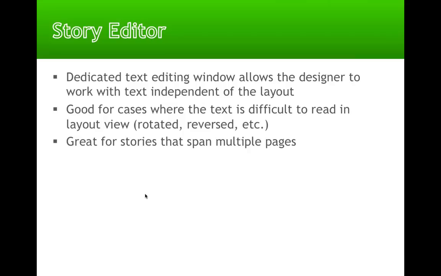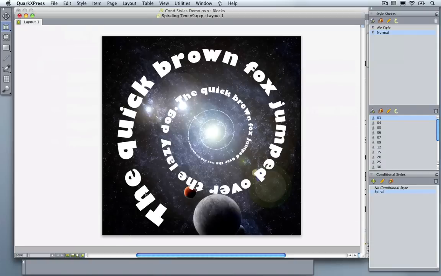So why would you want that? Well, sometimes it's not practical to edit text in your rich layout view. Maybe the text is very, very small, or it has a lot of complex jumps and you want to see it as an entire block, or it's reversed out, or text on a path, or whatever. And a perfect example right here is our spiraling text.